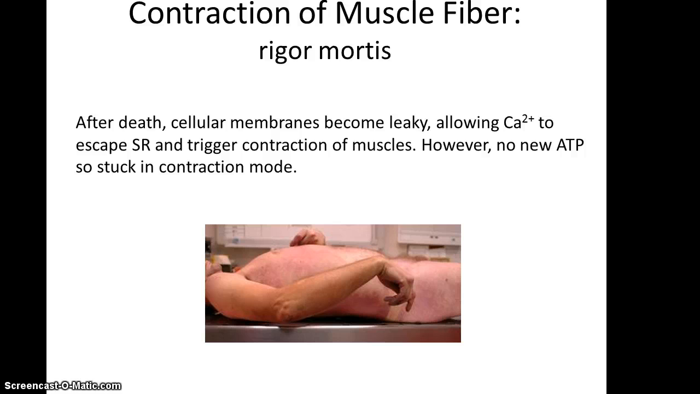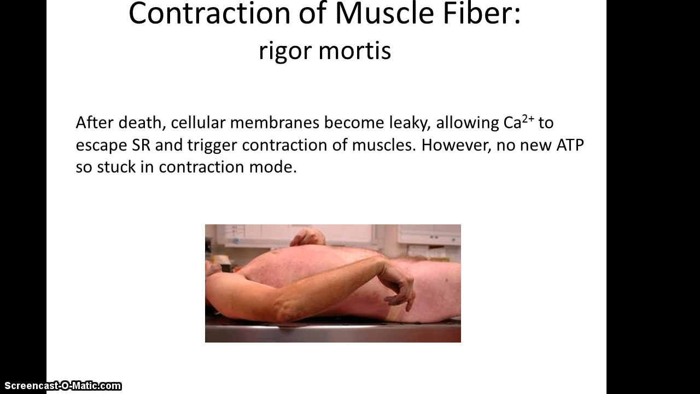Rigor mortis. Well, it turns out rigor mortis occurs because after you die, your cells are no longer maintaining their preferred states, and cellular membranes are kind of leaky. So the calcium ions escape the sarcoplasmic reticulum, triggering the contraction of the muscles. However, once your cells are dead, they no longer are producing ATP. And so without the presence of ATP, you can't have a release of those cross bridges, so the muscles end up stuck in this contracted state.